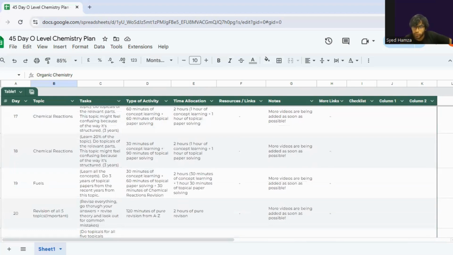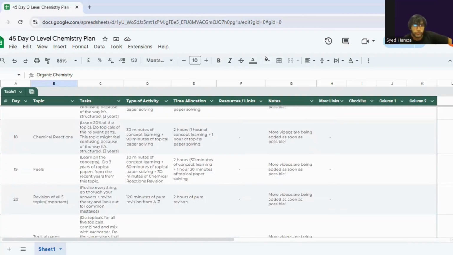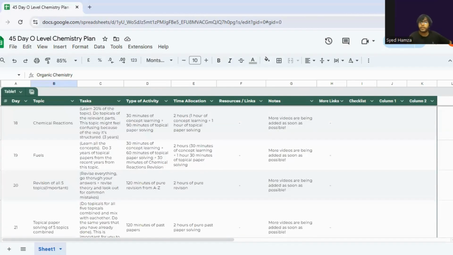This is a very small topic. You can even do it with organic chemistry if you like, but this is something that is up to you. You can do it whenever you like. Okay, and then you have the revision of all five topics. Now I'll tell you the most important part here.